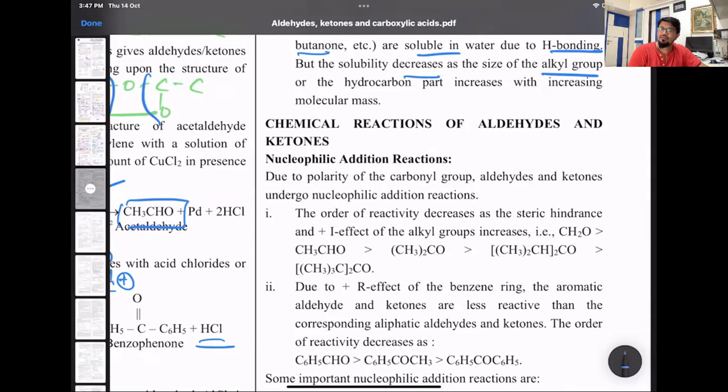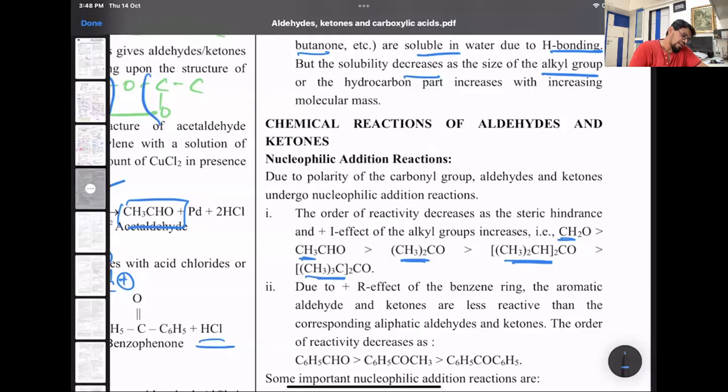So aldehydes are more reactive because formaldehyde is the most reactive because there's no alkyl group. In fact, there's only H. Then is acetaldehyde, then is acetone, then is (CH3)2CHCOCH(CH3)2, diisopropyl ketone, and (CH3)3C-CO-C(CH3)3, that's di-tertiary butyl ketone. So formaldehyde had only H, acetaldehyde has methyl, acetone has 2 methyl groups, so more plus I effect. Diisopropyl ketone will have 2 isopropyl, and di-tertiary butyl ketone will have 2 tertiary butyl groups. So more the bulk of the alkyl groups, more the plus I effect, reactivity decreases.